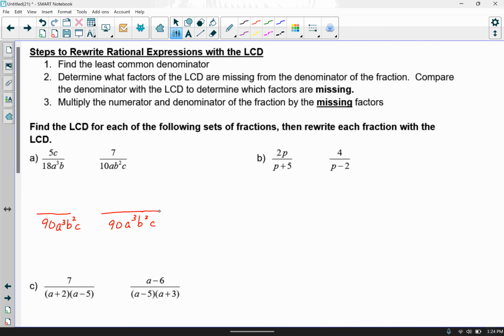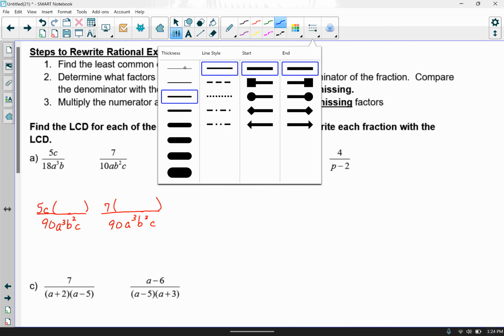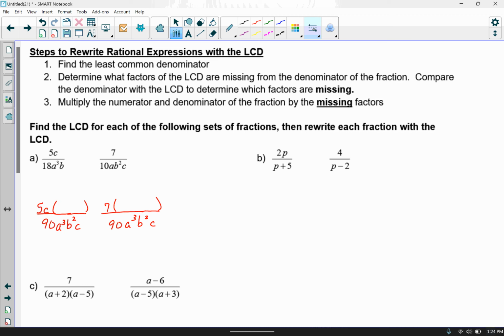Okay. Then I'm going to automatically bring down the existing numerators, so the 5c and the 7. Okay, and then from here, I'm just going to do a little parenthesis here. And I'm going to ask myself now, from the old denominator to the new denominator, how did I change? Okay, so here I say 18 times what gives me 90? Because 18 goes in 90 5 times. So I'm going to put a 5 up there because I've multiplied the denominator by 5. Now from the old denominator to the new denominator, my a's are the same, but I did tag on. I went from b to b squared, so I tagged on a b. And I went from no c's to a c, so I tagged on a c.